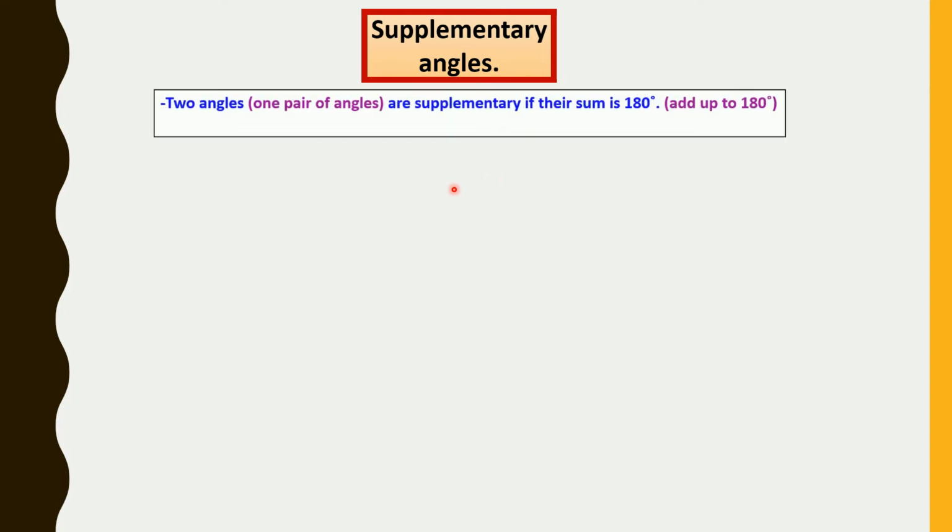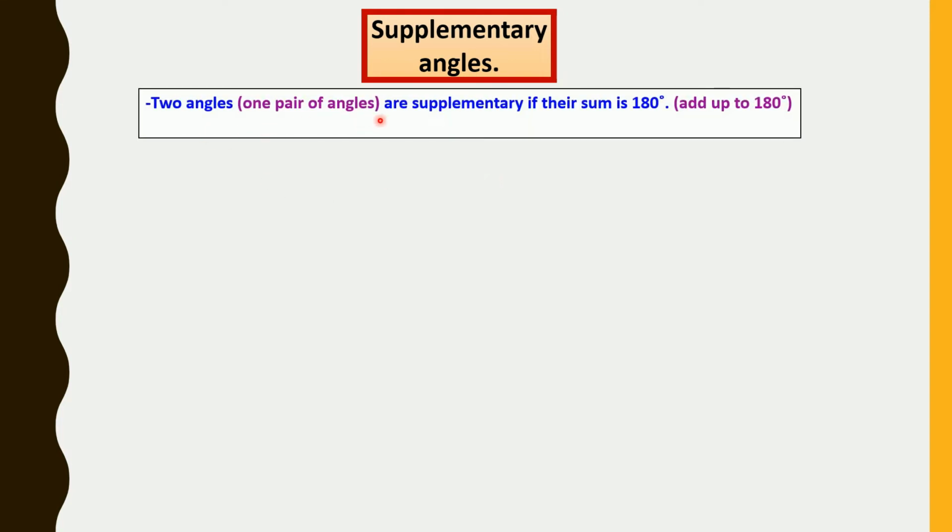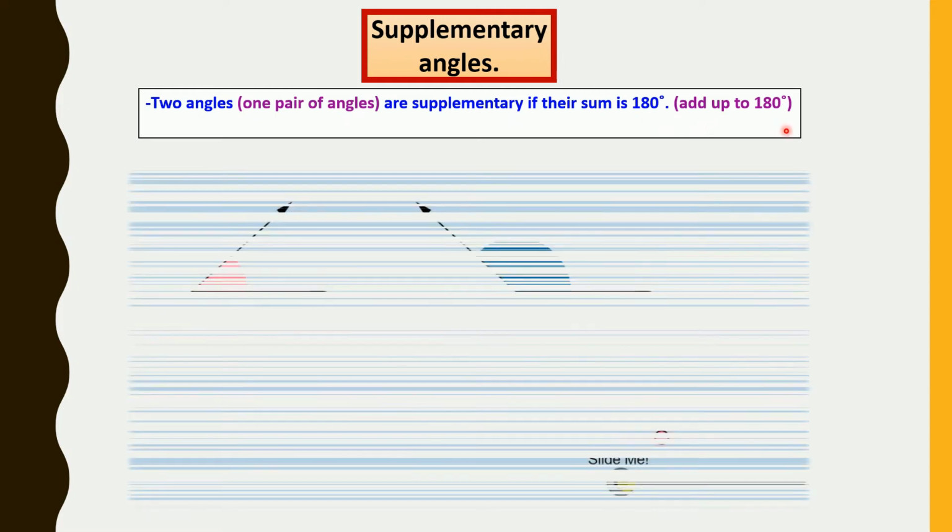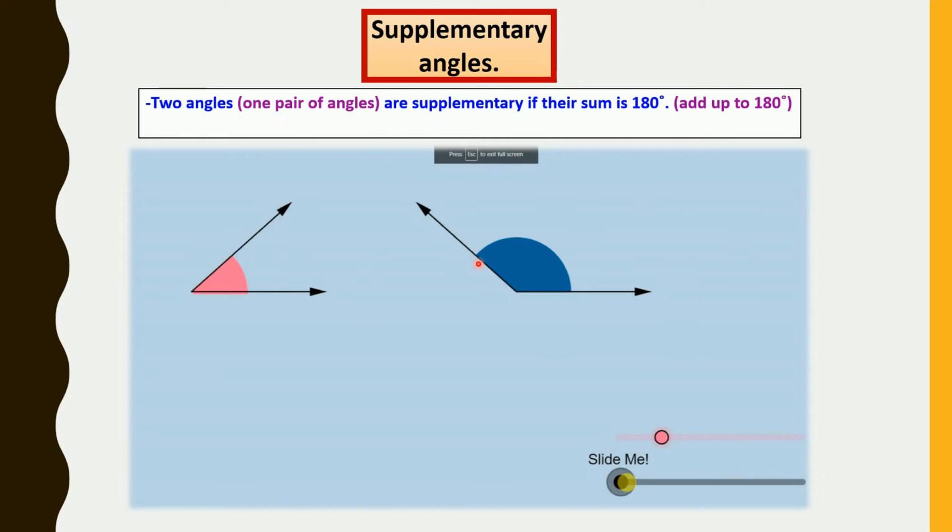Supplementary angles. Two angles, or one pair of angles, are supplementary if their sum is 180 degrees. They add up to 180 degrees. So these two angles are supplementary, but they are not adjacent because they don't have the same vertex.